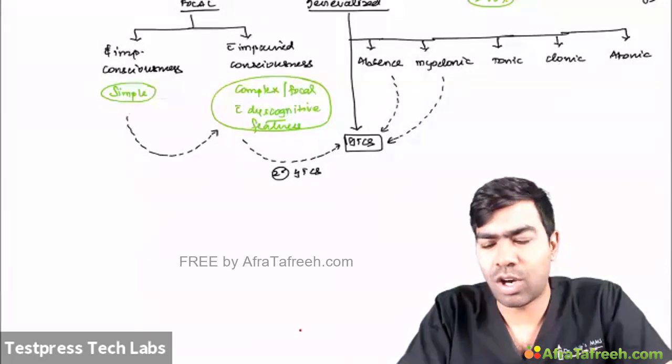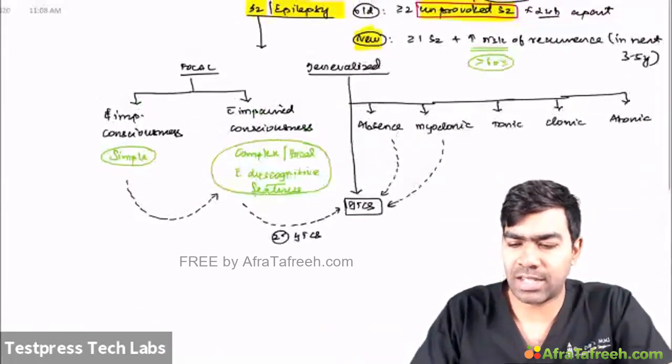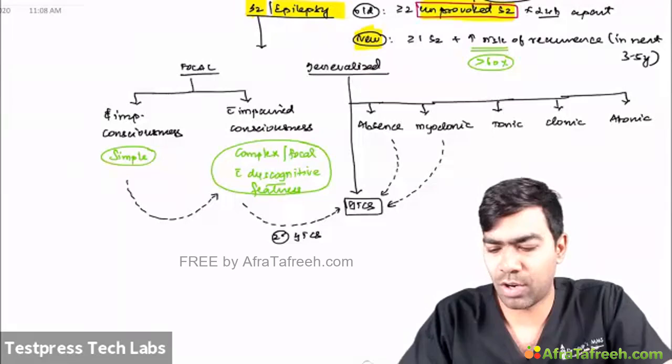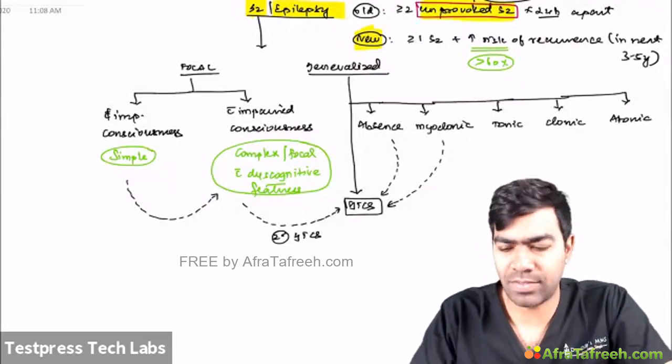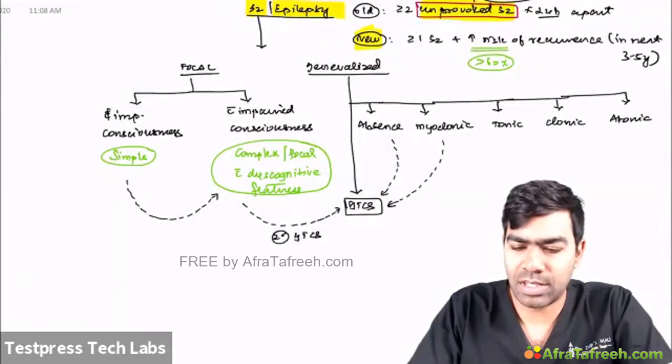So it's all about the onset. This entire classification, you might ask me, what is the role then? If all the patients can degenerate to GTCS, then what is the idea behind this classification? This classification is based on the seizure onset.